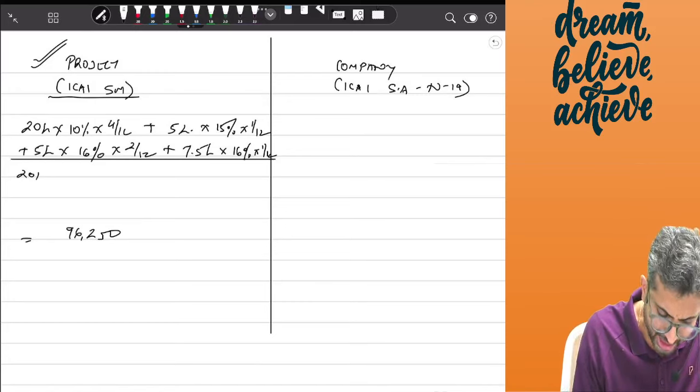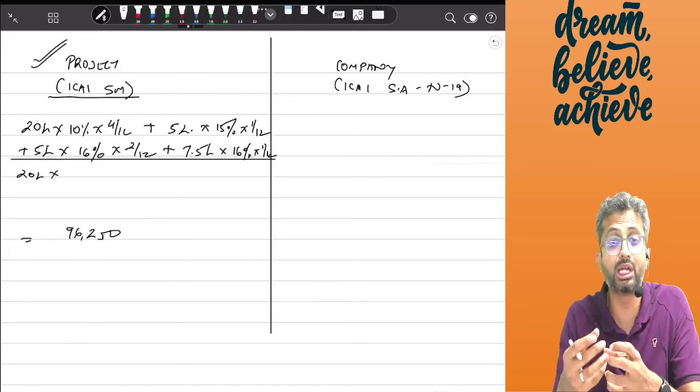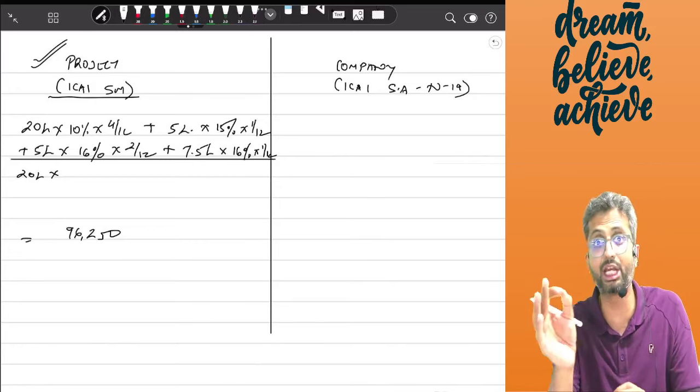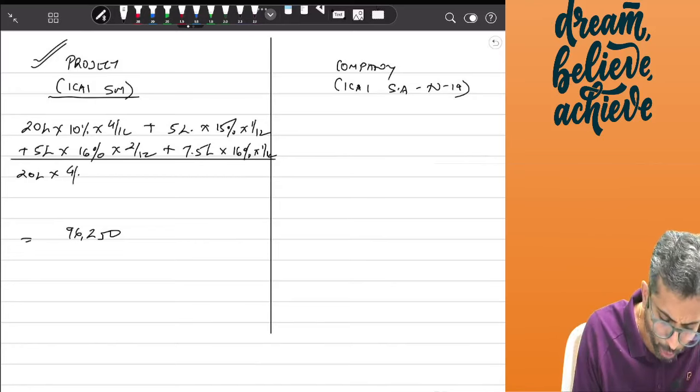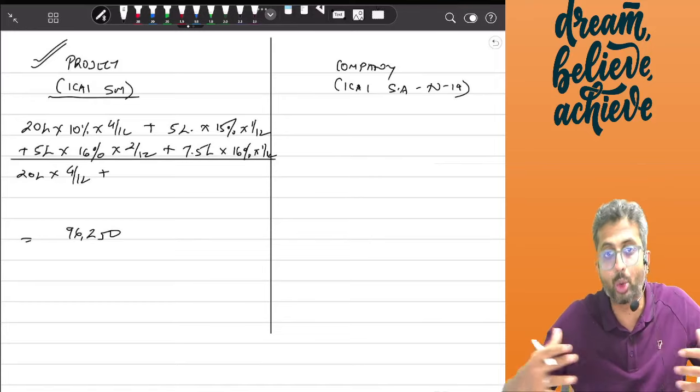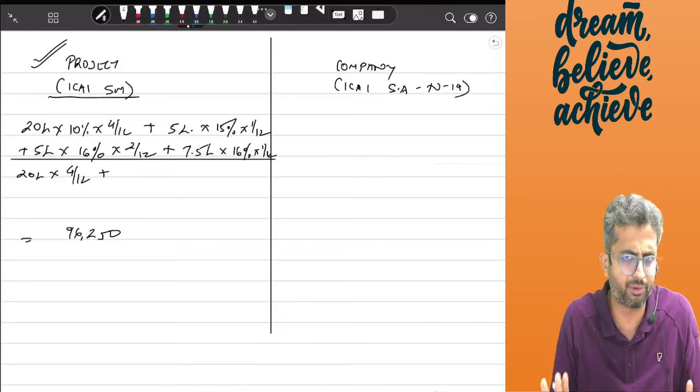You take 96,250. In the denominator, there are 2 ways in which you can solve. You can say 20 lakhs into 4 by 4, in which case you are taking only 4 months, and hence the rate will be a 4-month rate. Or you take into 4 by 12, in which case you are taking 12 months per annum, and the rate will be a per annum rate.